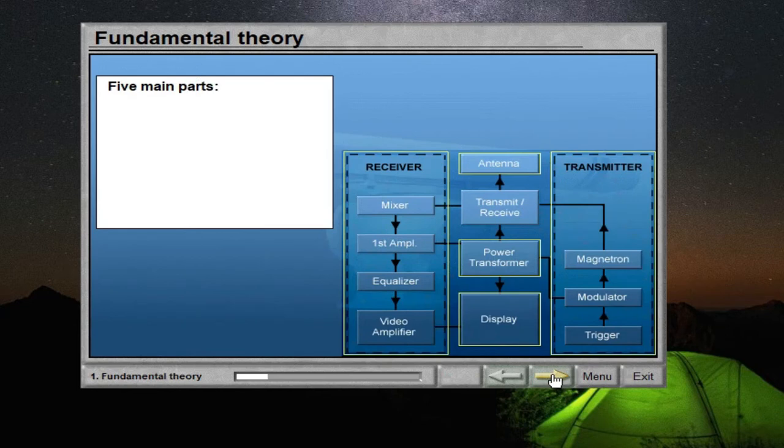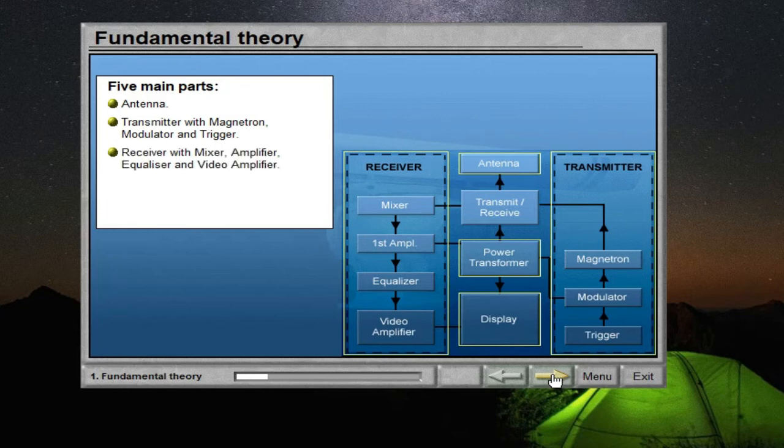This radar block diagram can be divided into 5 main parts: antenna, with motor, gear, etc., which directs and transmits radio waves; transmitter with magnetron, modulator and trigger, which generate radar waves; receiver with mixer, amplifier, equalizer and video amplifier, which receive the reflected waves; display unit, which measures the time and presents ranges and bearings in a suitable way for navigational purposes; power supply with power transformer, which provide power to the various radar parts.